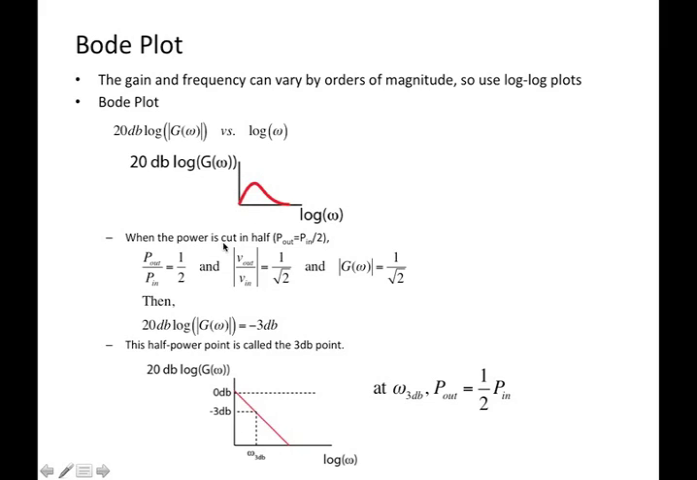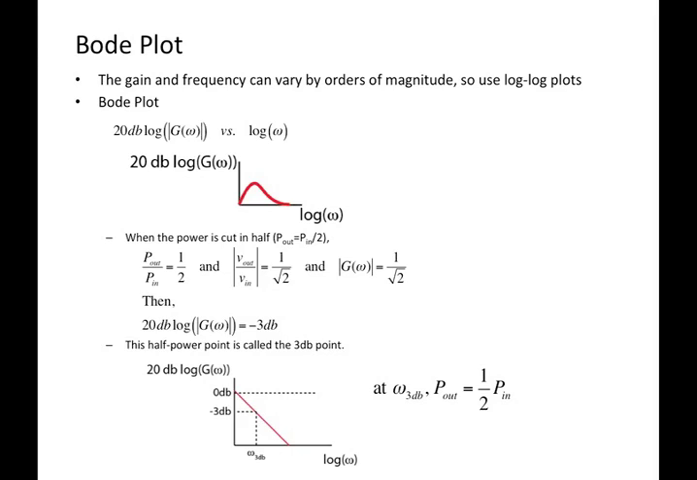And so when we cut the power in half, which we just showed, we said the power out over power in is a half, or the magnitude of the gain is equal to 1 over square root of 2. If we plug those values in, 20 dB log times the gain, if that's 1 over the square root of 2, is equal to minus 3 dB. So a decrease to half power is a change of 3 decibels in the gain. Okay, and so that special point is called the 3 dB point, and that point is defined to be when power out is equal to half the input power.